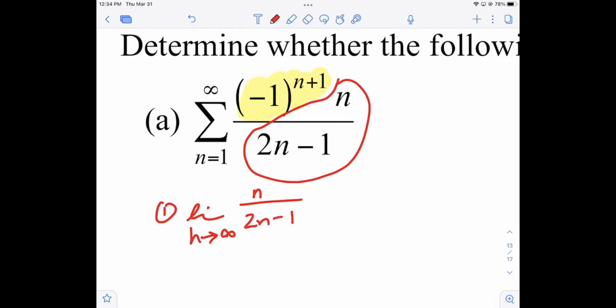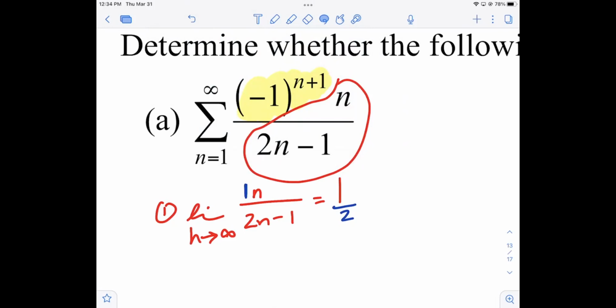Is it 0? It's 1. Oh, crapola. Okay, that's 1 over 2. Sorry, 1 over 2. Yeah, I was looking at the numerator. It's 1 over 2. Hey, is that 0? No.